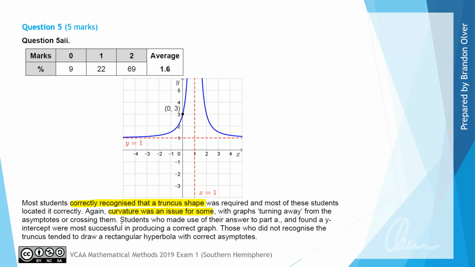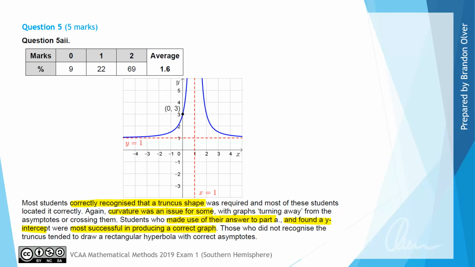The examiners go on to say that students who made use of their answer to part A and found the y-intercept were most successful in producing a correct graph. So even though the question didn't ask for those pieces of information to be used, using them helped enormously for students to get that graph correct.